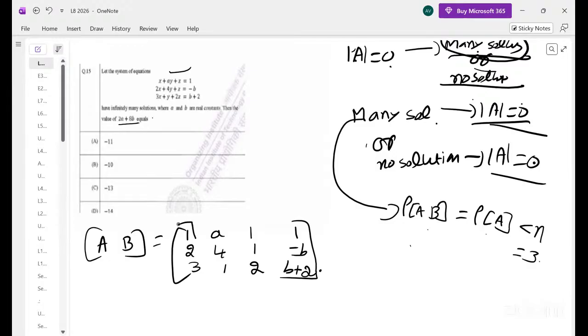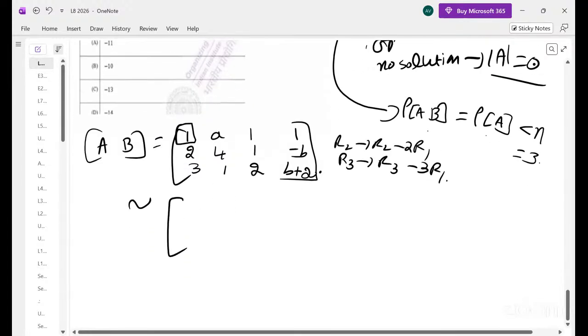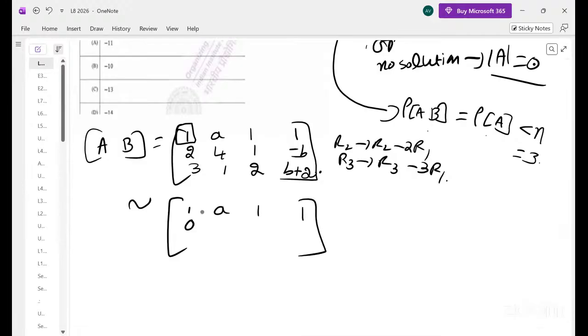Now, this is the leader. We have to make the entries below it zero. So R2 minus 2R1, R3 minus 3R1 to reduce it to echelon form. So, this is 1, A, 1, 1. This will be 0. R2 minus 2R1: 4 minus 2A, 1 minus 2 is minus 1, and minus B minus 2.